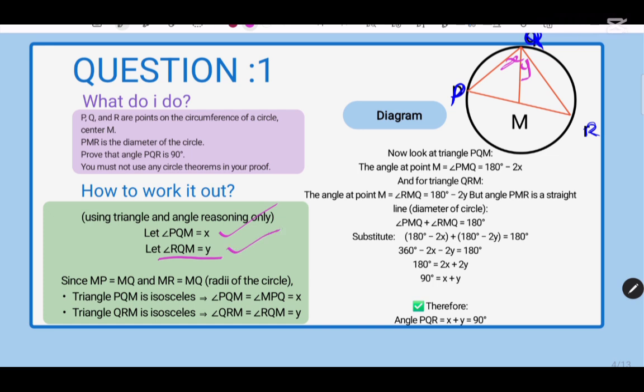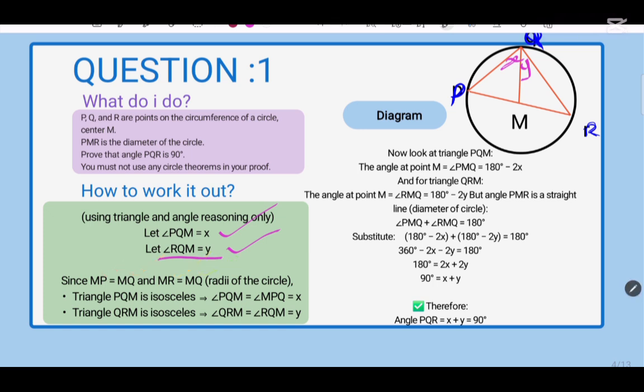Since MP, so let's look at MP. What is MP? MP is a radius. Can you see that now? It's a radius from the center here. So M to P is a radius, equal to MQ. MQ, from M to Q, is also a radius because it starts from the center of the circle to the circumference. Also MR is a radius. So we can easily say that MP is equal to MQ and MR also equals MQ. They are all radii.